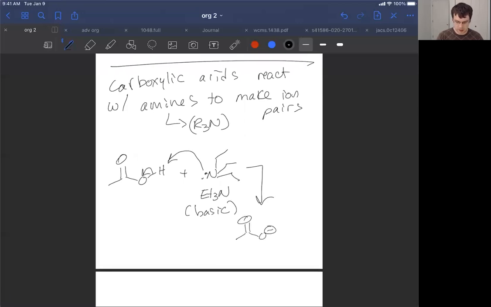Okay, that's going to give our carboxylate plus this protonated amine. That amine has 3 ethyl groups around it. Now it has an H, and so the amine has an H plus, or the amine is positively charged, and the carboxylate is still formally negatively charged. And so these things together form an ion or a salt pair.